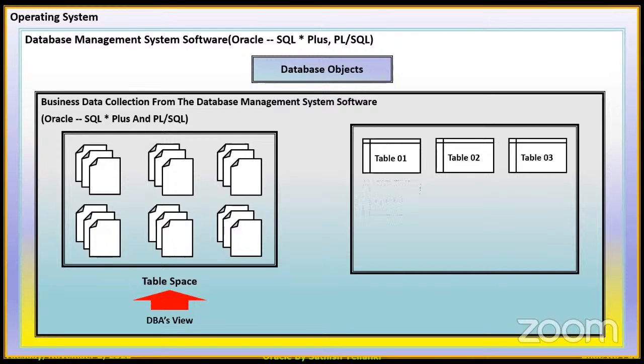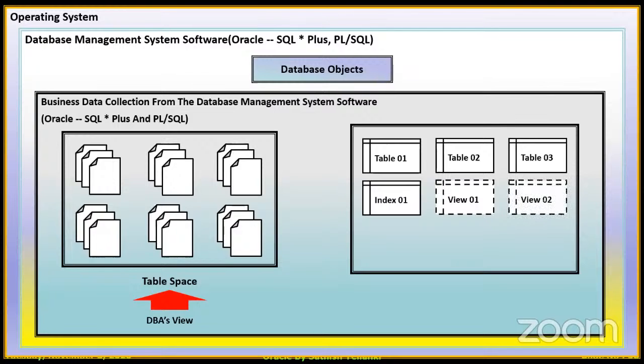You have other kinds of objects like indexes. You can have your views. Views are called logical tables. So I can have any number of views as far as my application's necessity demands. I can have synonyms by requirement. I can have sequence-like objects.